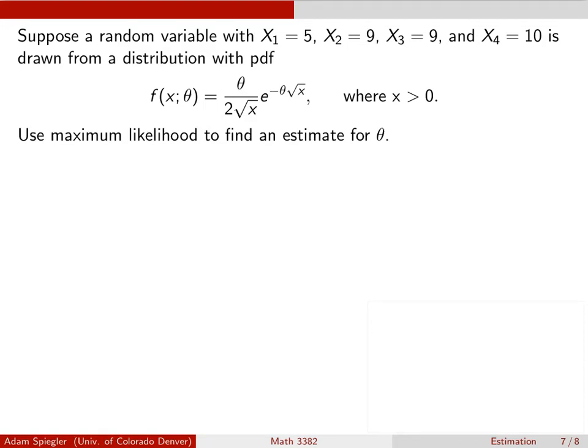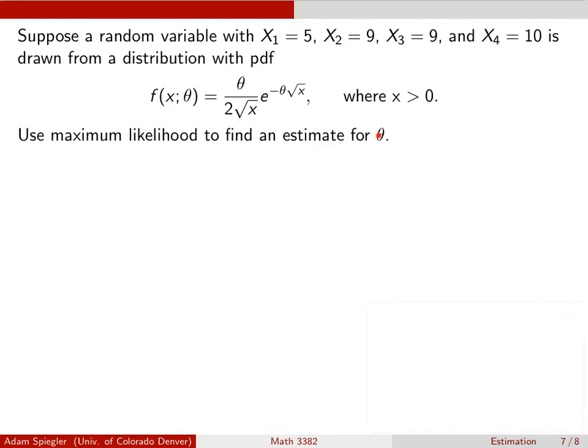Okay, so for this example, we now have picked a sample of 4 values. The first value is 5, and then 9, another 9, and 10. And this is drawn from some distribution which has a PDF given here. And we want to find out what is the maximum likelihood estimate for this parameter theta.